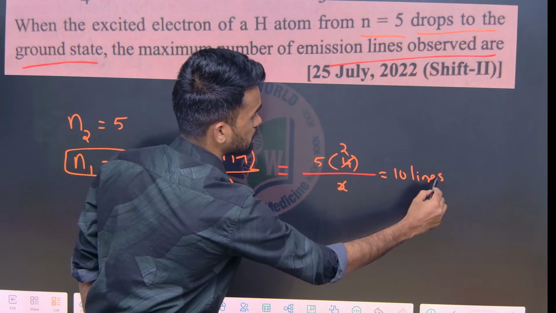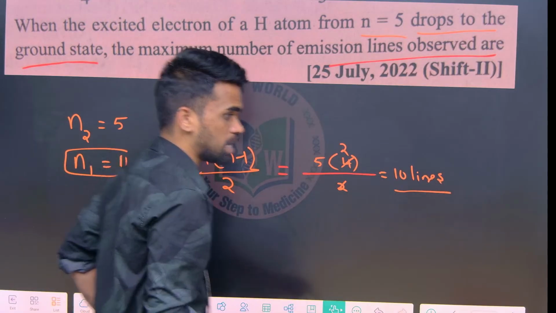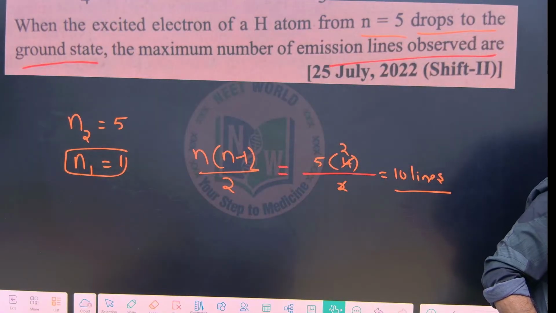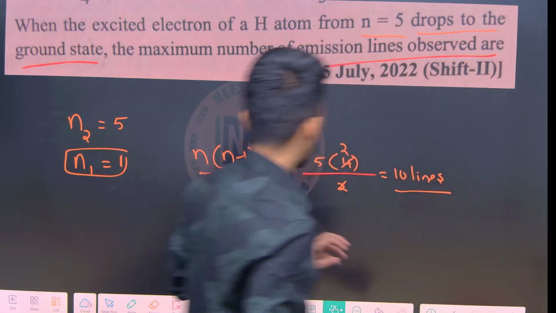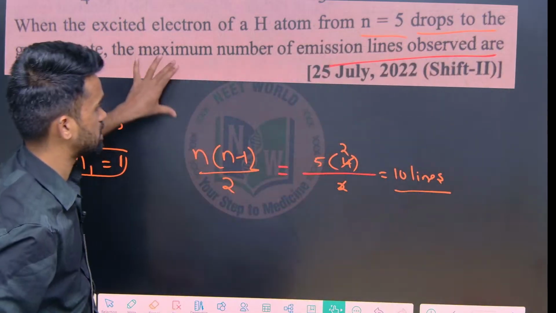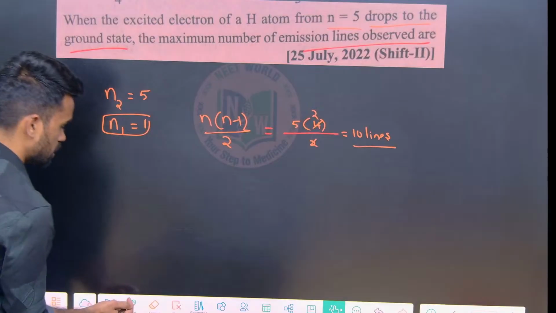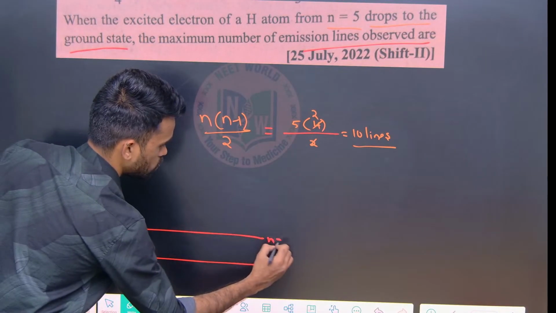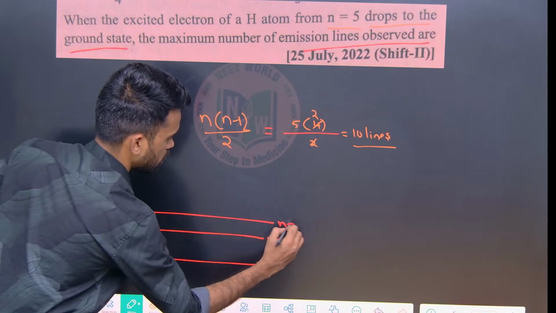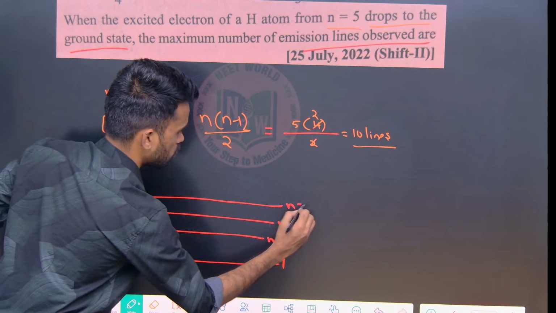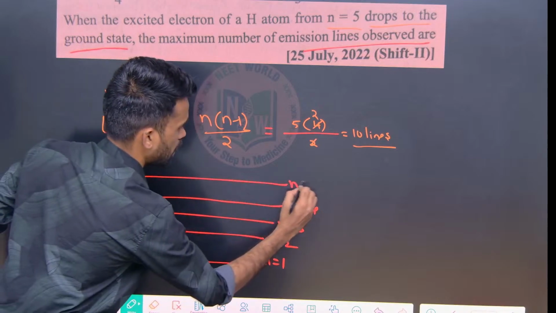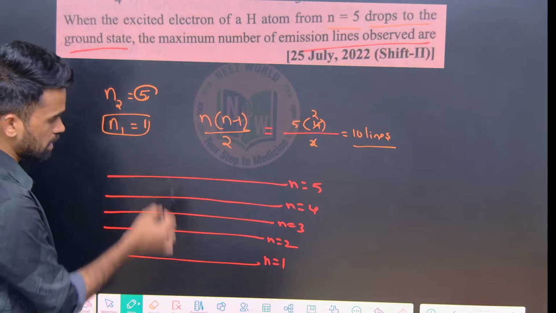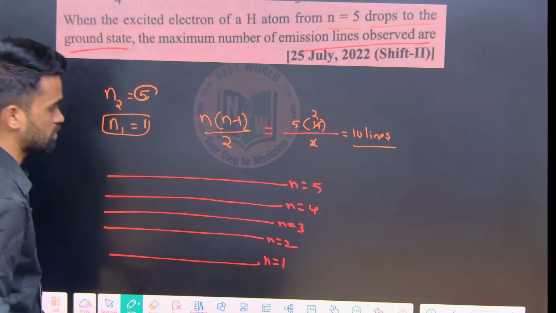Now what are the 10 lines we are going to get? It is also easy. How can you justify these 10 lines? Just take the levels here. This is the ground state, n equals 1, 2, 3, 4, 5. Like this you take 5 energy levels, because they are saying from the 5th state to the 1st state.